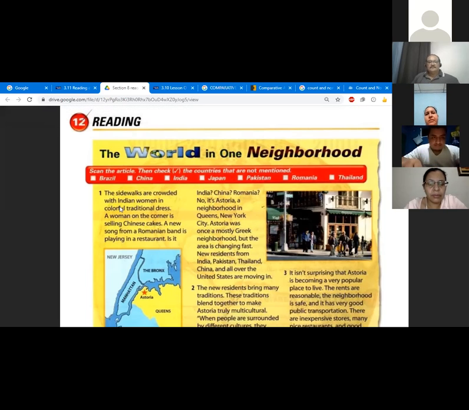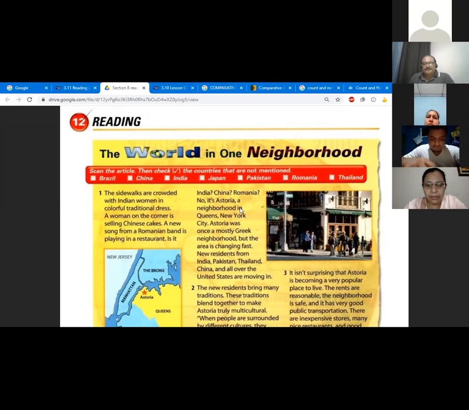The sidewalks are covered with Indian women in colorful traditional dress. A woman on the corner is selling Chinese cakes. A new song from a Romanian band is playing in the restaurant. Is it India, China, Romania? No, it's Astoria, a neighborhood in Queens, New York. Astoria was once a mostly Greek neighborhood, but the area is changing fast. New residents from India, Pakistan, Thailand, China, and all over the United States are moving in. Okay, very good.